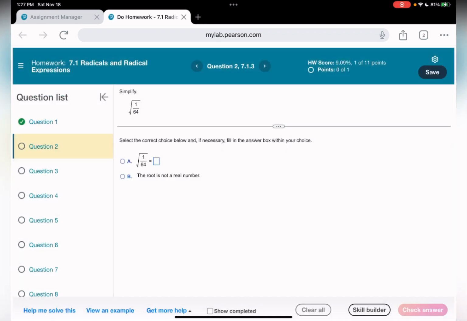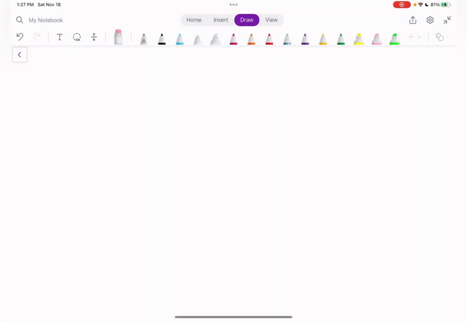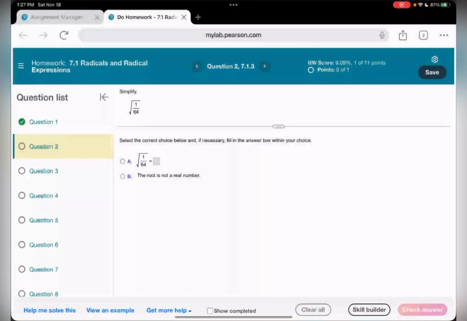Next one. 1 over 64. So to solve it, we can separate them. Let me show you here. One over 64, I can rewrite the same way as 1 over 64, just like that. Which means square root of 1 is going to be 1, and square root of 64 is going to be 8. So 1 over 8, and that is going to be our answer.